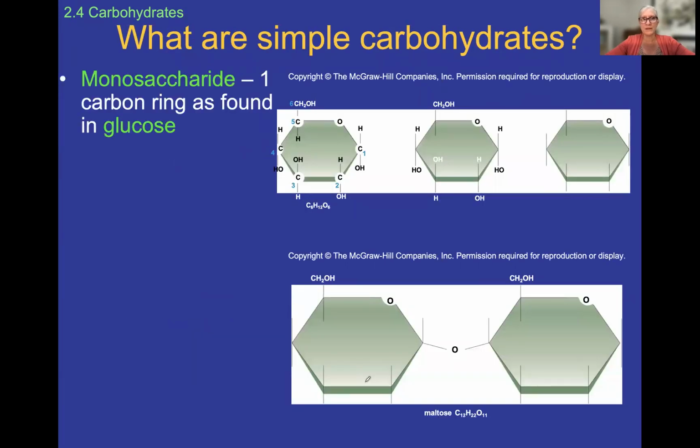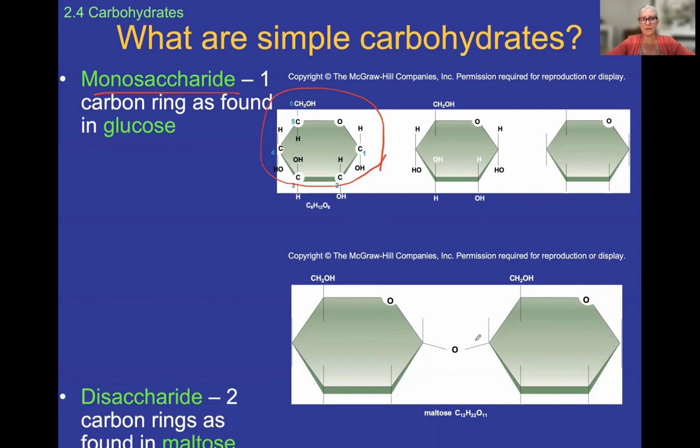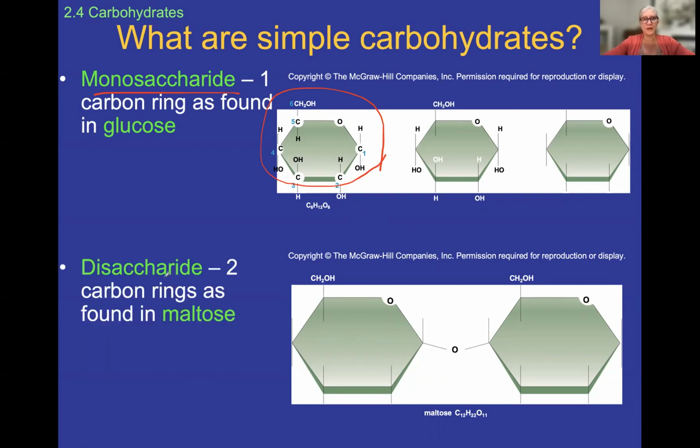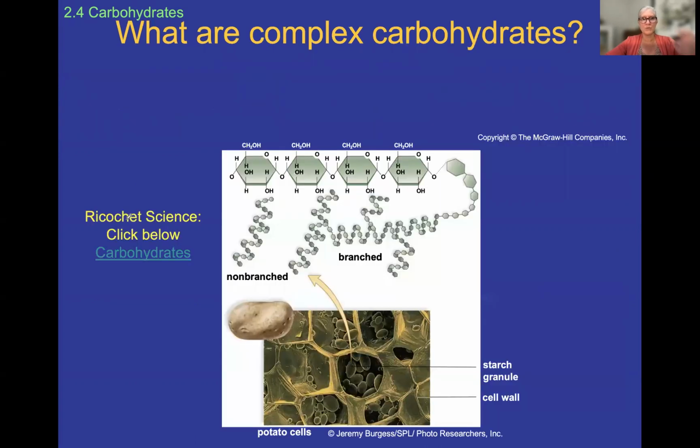Here would be the simple carbohydrate called a monosaccharide. So you've got a single one here. And then when we put the two together, when we take 2 monosaccharides, we have now a disaccharide. So that's the main thing to understand. Mono 1, di 2.